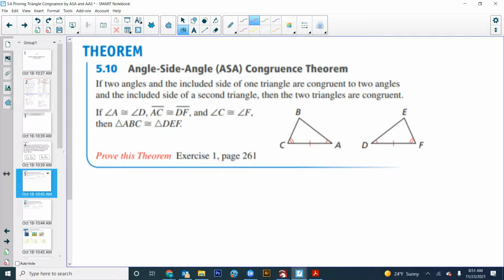Now, we have a key word. She used the word between. If you want to get really nerdy, you can use the word included. Two angles and the included side. Ready? Two angles and the side that goes between them. So important. Two angles and the side that goes between them.